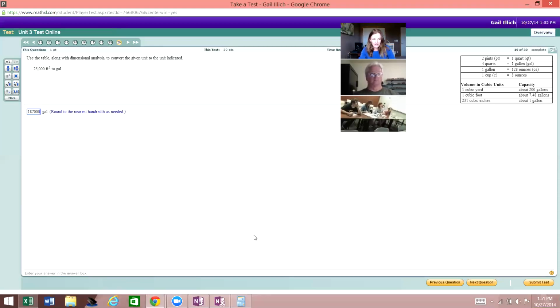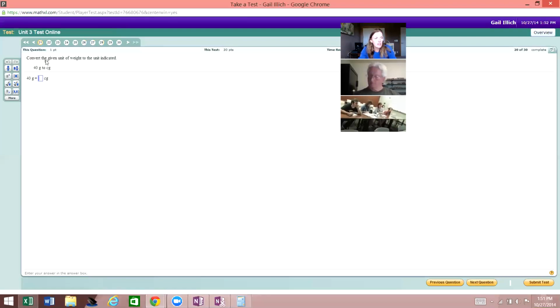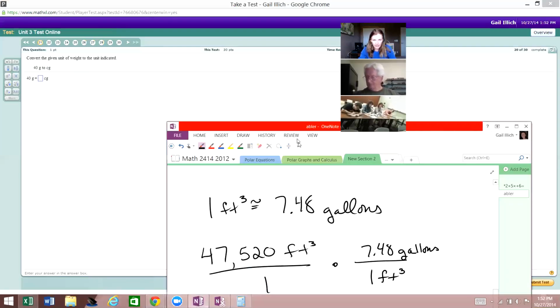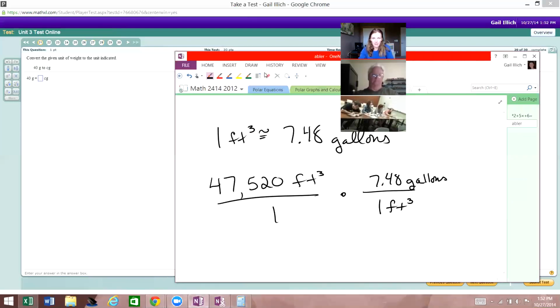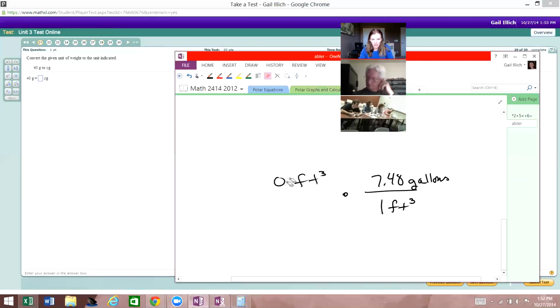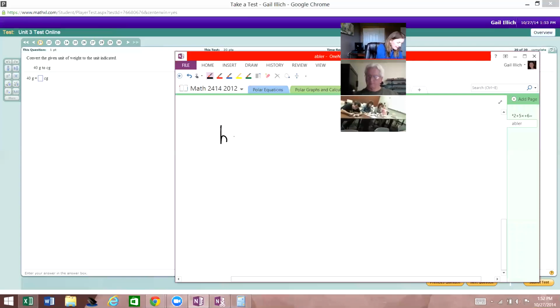Okay, so 187,000. Yep. Okay, now it says convert the given unit of weight to the unit indicated. So 40 grams to centigrams. I like to use, and you can do this however you want, because you can have some notes in front of you, my little King Henry died thing. So grams is your base. We have the base here, which is the B, equal to grams. So King Henry died by drinking chocolate milk.